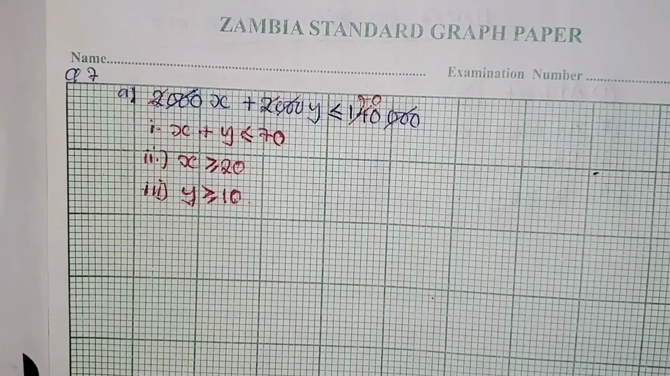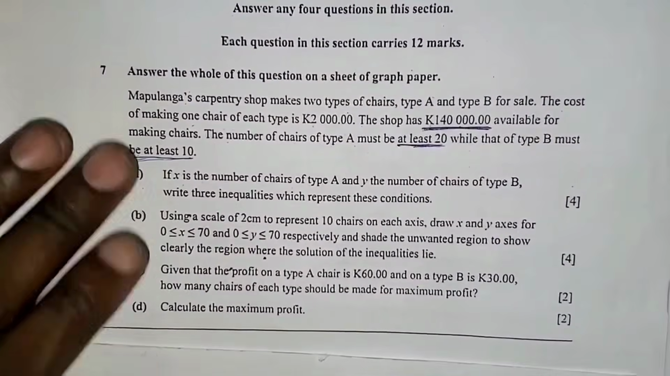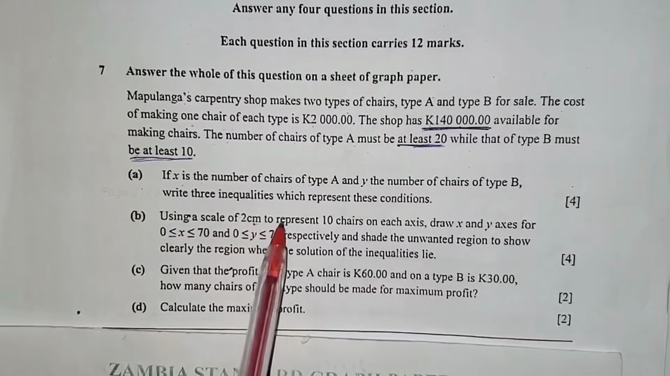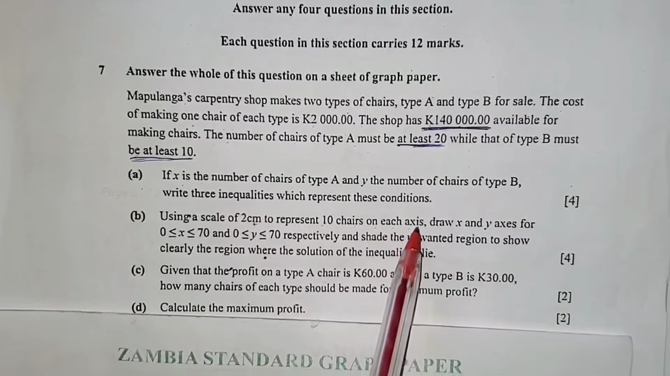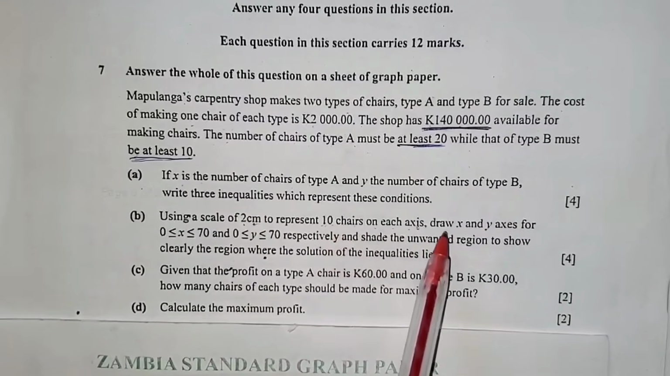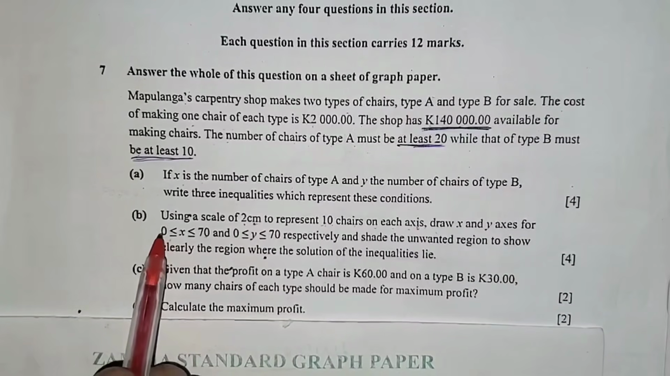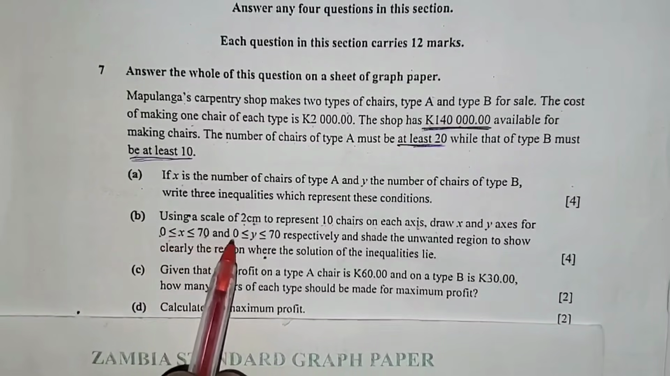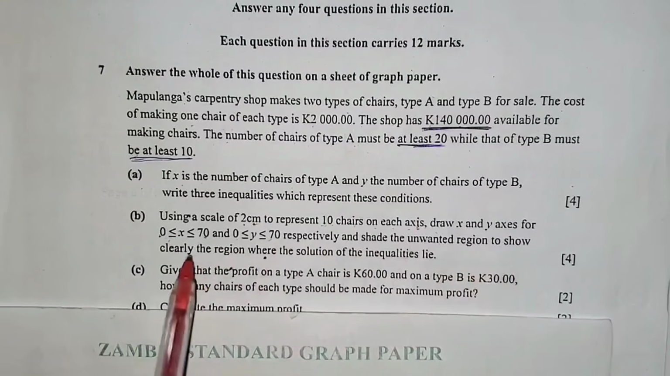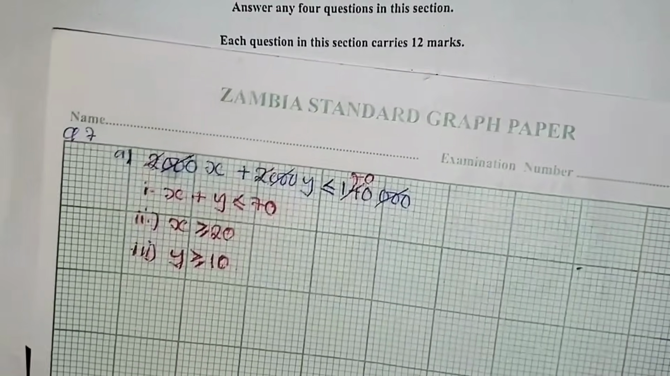Let's go now to plotting, or graphing, these inequalities. So let's read question B. Question B is saying, using a scale of 2 centimeters to represent 10 chairs on each axis, so on both axes, 2 centimeters to represent 10 chairs, draw X and Y axes. The range in the X-axis should be from 0 to 70, then Y-axis 0 to 70 as well. Shade the unwanted region to show clearly the region where the solution of the inequalities lie. 4 marks. This is very simple.